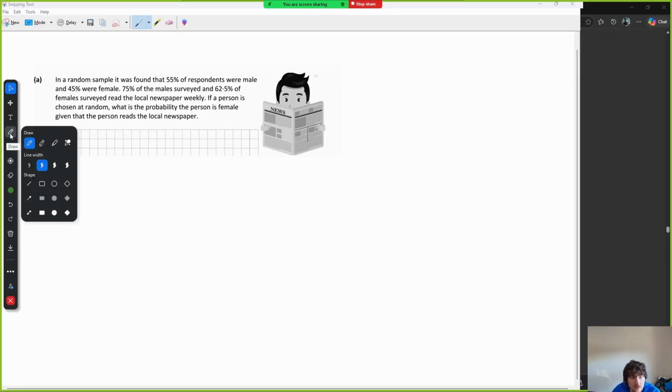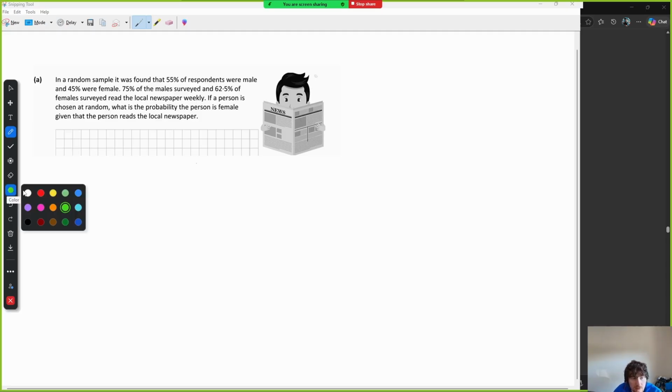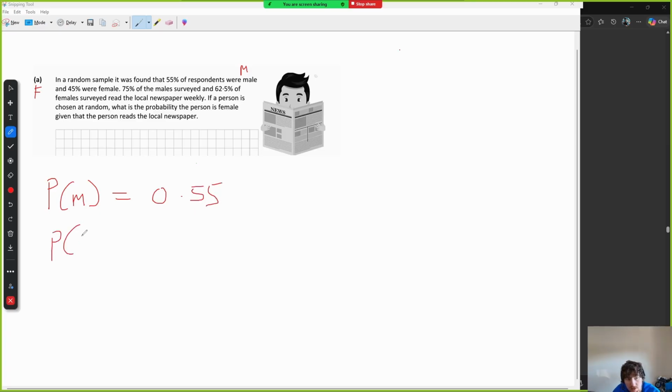Okay. So there's 4 things here that we're given, and we need to somehow get them on the page. So in a random sample, it was found that 55% of respondents were male and 45% were female. So we need to convert that to something. We're going to define M as male and F as female, of course. Then you could say the probability of being male is 0.55, and the probability of being female is 0.45, based on the world where they took this sample. So it's important to extract that from the question. That's what they gave you in that first sentence.